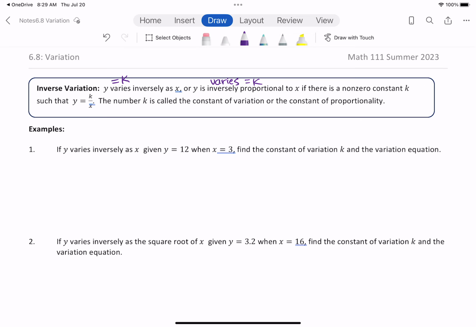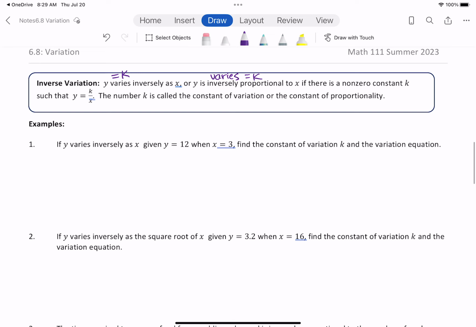If y varies inversely as x, so we know varies is where we're going to put k. So we have y varies inversely means it goes to the denominator as x. Then just like with the directly problems, they're going to give me a value for y and x, and I can plug those in. So if I have y equals k over x, I'm going to replace y with 12 and replace the x with a 3.